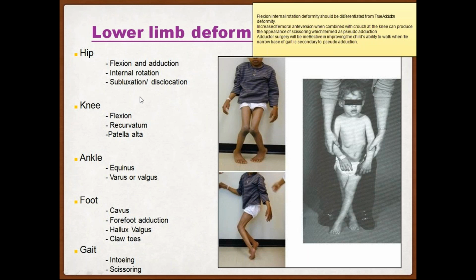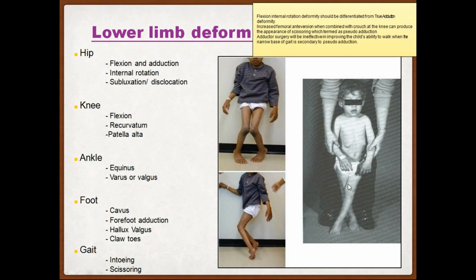So there are different deformities. In the hip we will have flexion, adduction, internal rotation, subluxation, dislocation. Not all, but these are the most common. In the knee: flexion, recurvatum, patella alta. Patella alta means the patella will be above its usual level. Ankle: equinus, and there will be equinovarus or valgus. In the foot there will be cavus deformity, claw toes, hallux valgus, forefoot adduction, and the gait will be intoeing and scissoring gait.